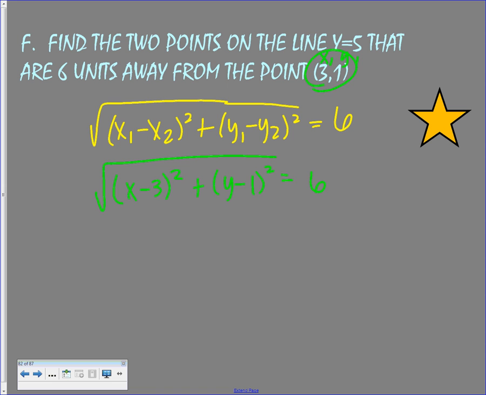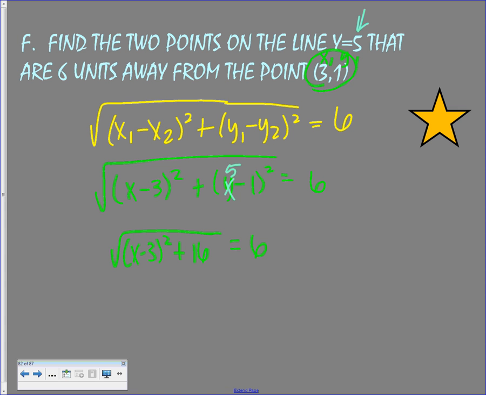I also know that I'm on the line y equals 5, so I can plug 5 in for my y. Okay, so now at this point I've used every piece of information and now I need to be able to solve. So from here, I can rewrite my equation as x minus 3 squared plus, well, now that I know this is 5, 5 minus 1 is 4. 4 squared is 16, so I can change that to a 16, and that equals 6.